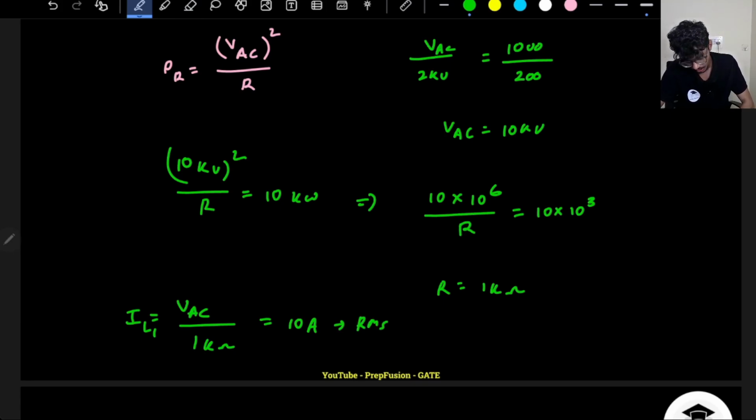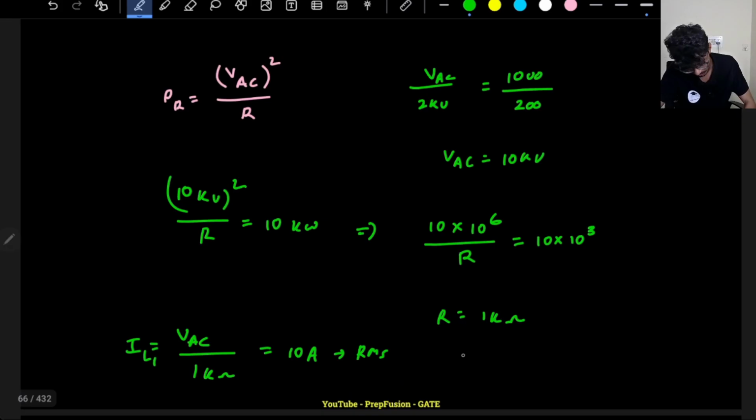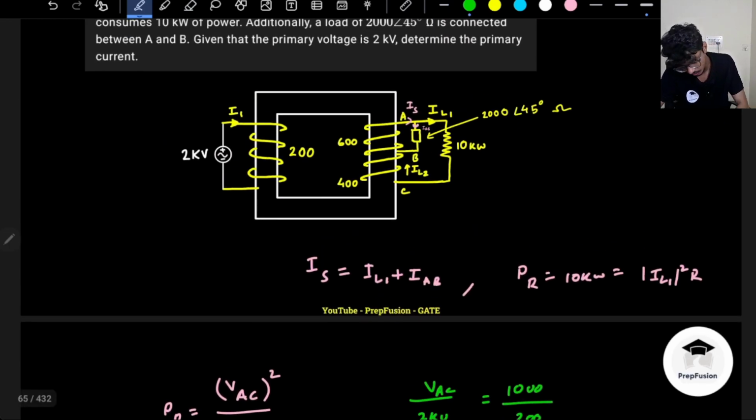Remember, these are not DC values, these are all RMS values of the current. Okay. Now, is there any phasor involved? No. This is a purely resistive circuit, so it will be 10 angle 0. Remember, it will be 10 angle 0. Okay, that will be the value of current IL1. Now, how do I find out the current IAB?